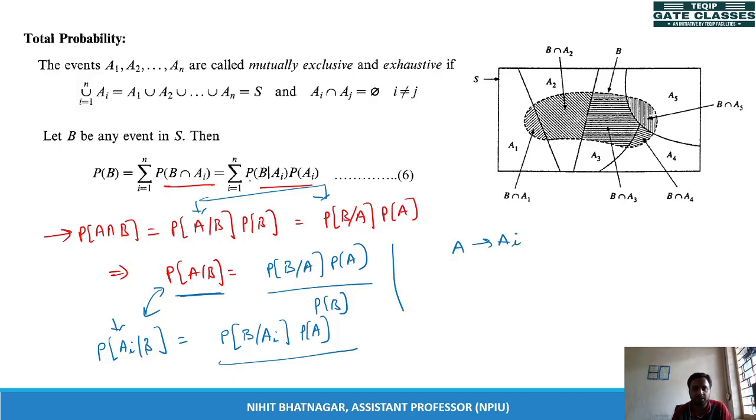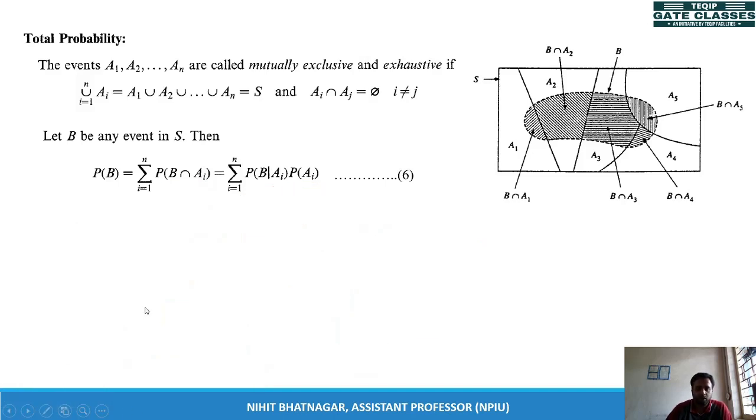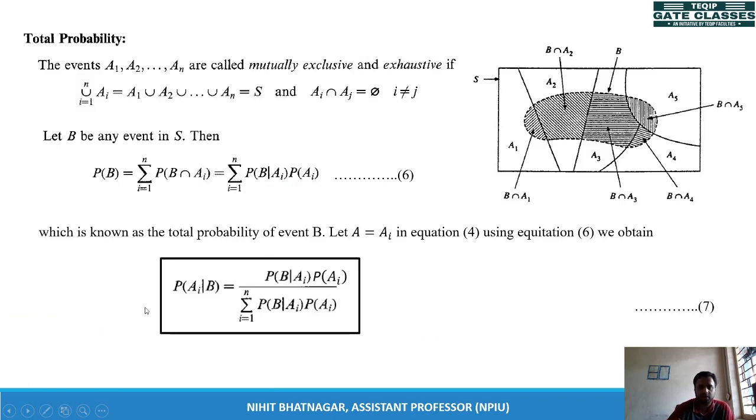What is the value of P(B)? P(B) is the summation i equal to 1 to n of P(B given Ai) into P(A). So you can find this probability of Ai given B just like this.